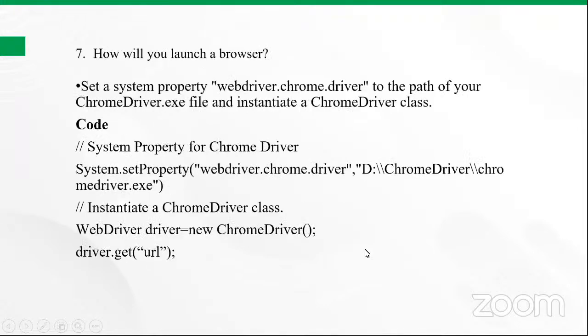So how do you set the property for the Chrome driver? For example, if you are using the Chrome driver, what is the command? What is the line of code that you need to write when you want to set the property? It is System.setProperty. Then in quotes, you give webdriver.chrome.driver and you give the path of the Chrome driver.